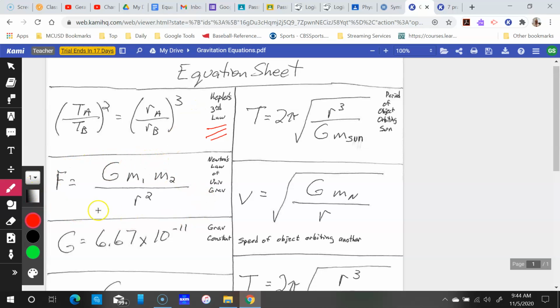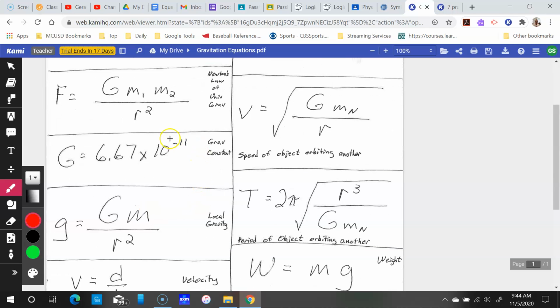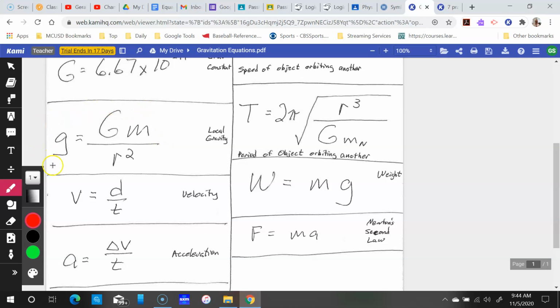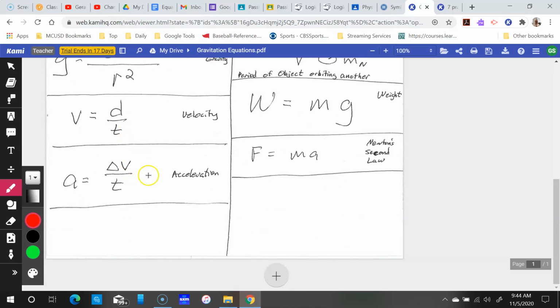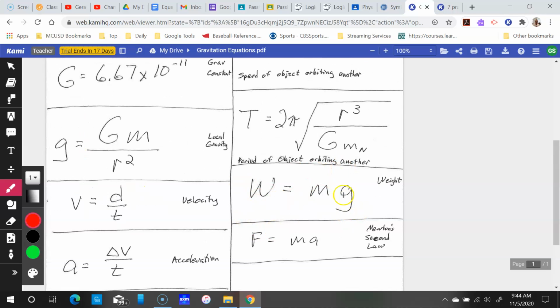Also, there's a couple of problems with the universal law of gravitation, which we've already worked with. And then again, over here is big G, which is the gravitational constant. You also worked in the previous problem set with the local gravity equation. So here's that equation here. Our 2 introductory equations. There actually are 4 that we learned right in the beginning. Just went ahead and attached them: velocity, acceleration, Newton's second law, and weight.